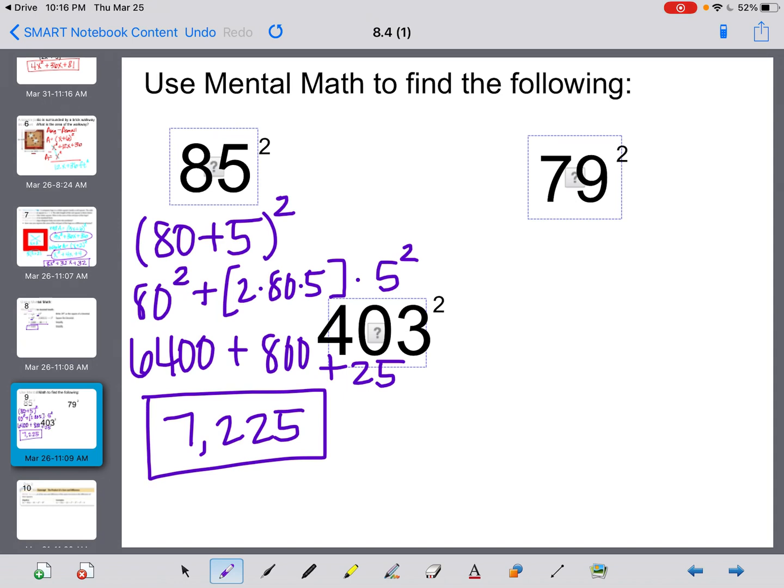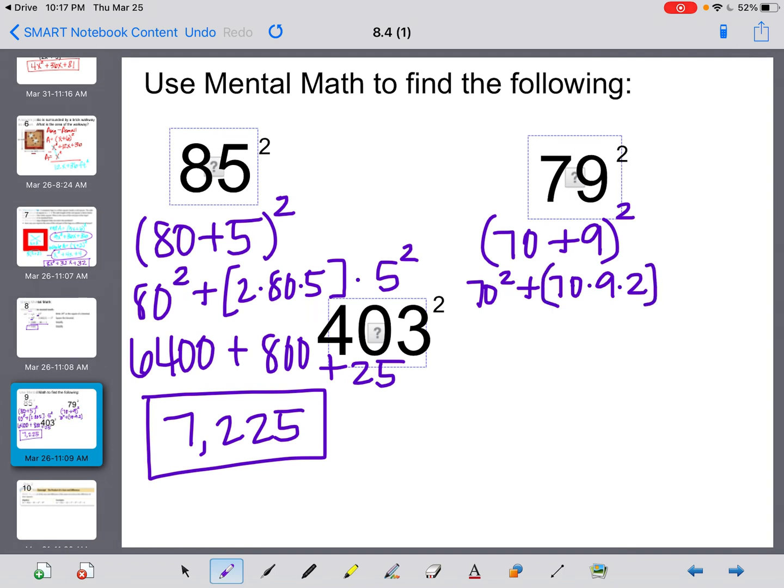Okay, 79 squared. You could do an 80 minus 1. I did 70 plus 9, all to the second power. Okay, so we'll have 70 to the second power plus 70 times 9 times 2, and then plus 9 to the second power.